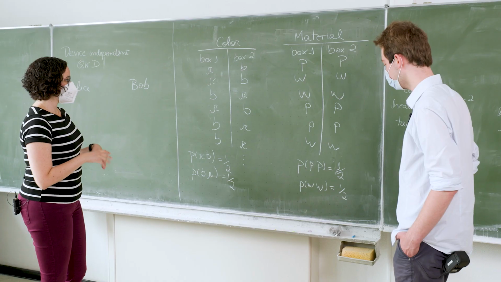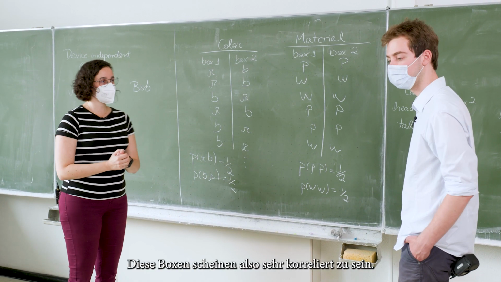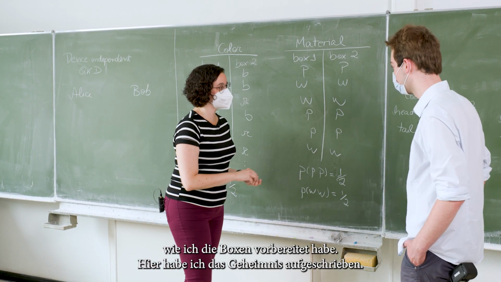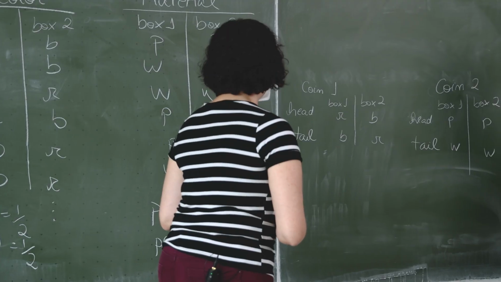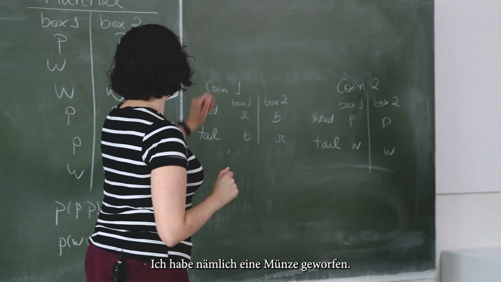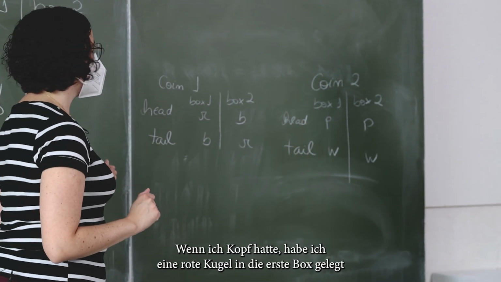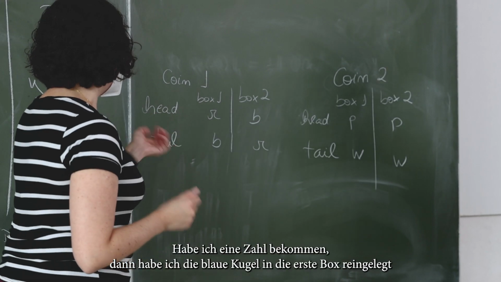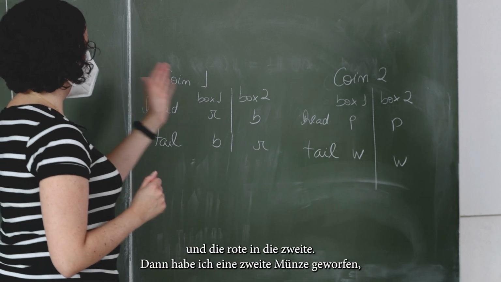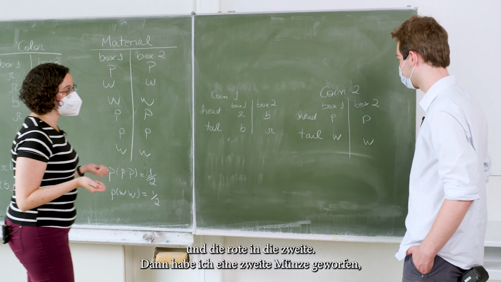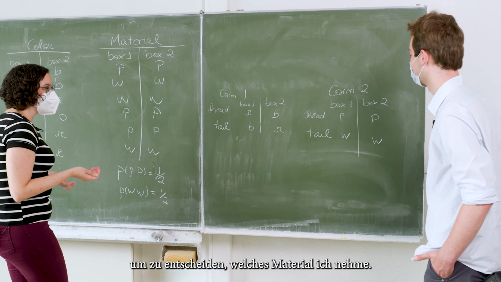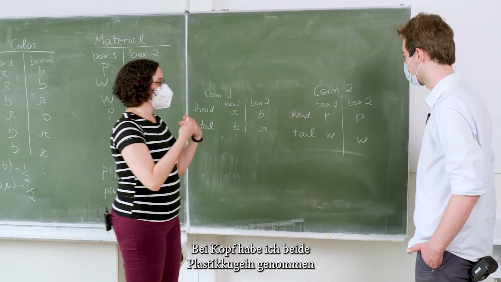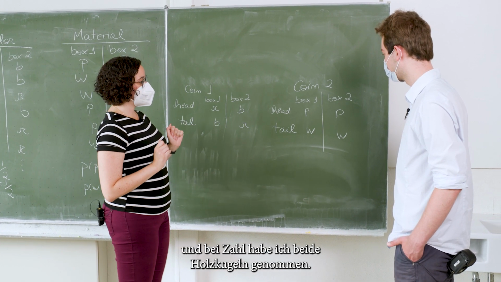So it can be that these boxes are very correlated, but now I tell you how I actually have prepared the boxes, and I have written it here, the secret of how I have prepared these boxes. So first of all, I toss the coin, my first coin, and if I had head, I would put a red ball in the box 1 and a blue ball, an opposite color, in the box 2. If I have tails, I put a blue ball in box 1 and then a red ball in box 2. And then I toss a second coin to decide what's going to be the material of this box.